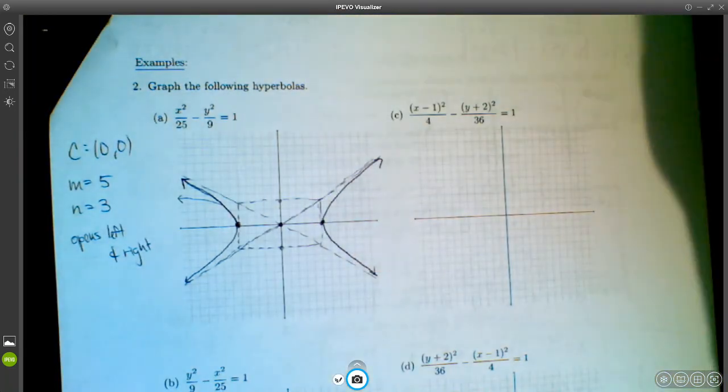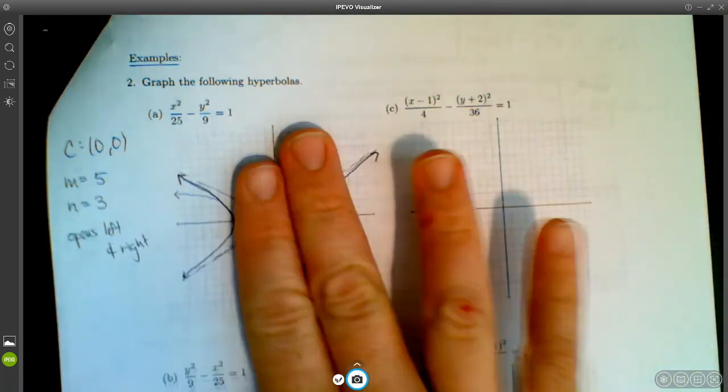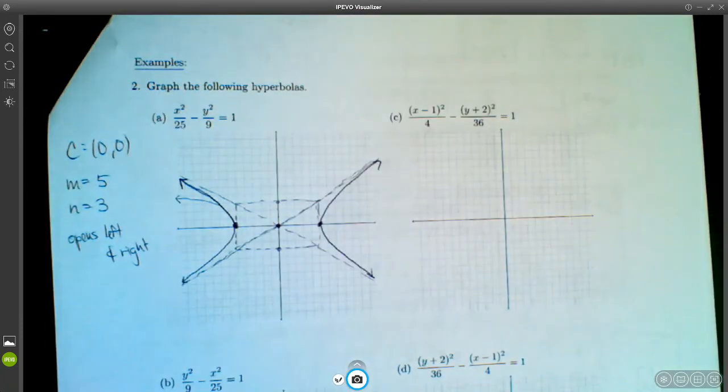Okay, so that's what that first hyperbola would look like. None of the dotted stuff is actually part of the hyperbola, right? It's just these two curves. But I draw the dotted stuff to give me sort of a skeleton to go off of for drawing my hyperbola.